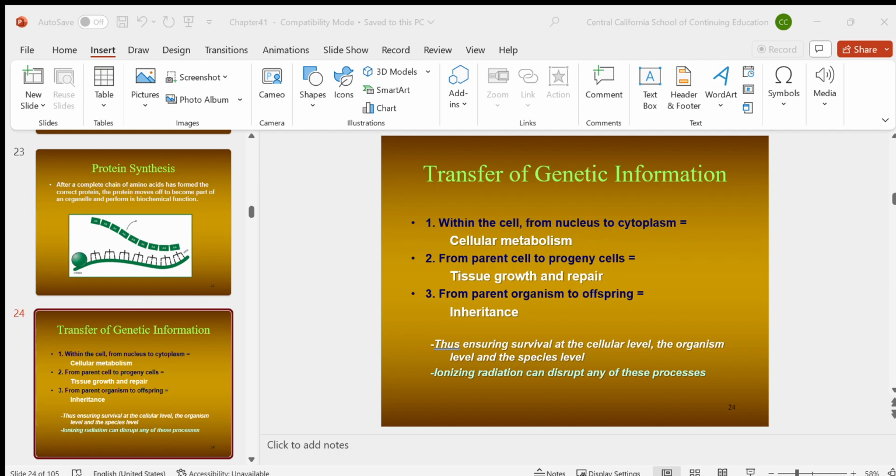That ionizing radiation, and especially medical ionizing radiation, can disrupt these processes. So it can disrupt the function of a cell within a person, the function of the tissue growth and repair of the cell, and then it can in principle disrupt genetic inheritance.